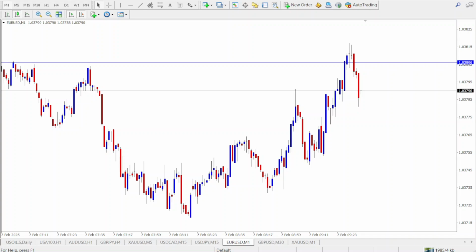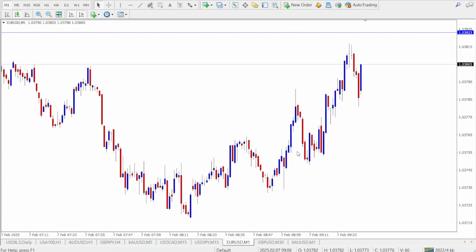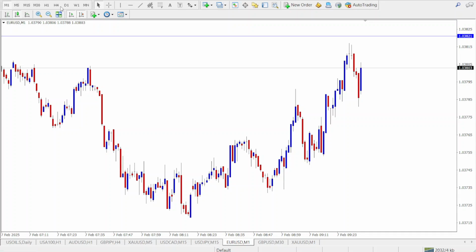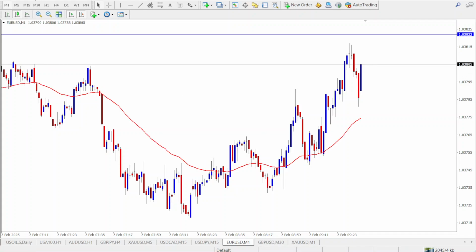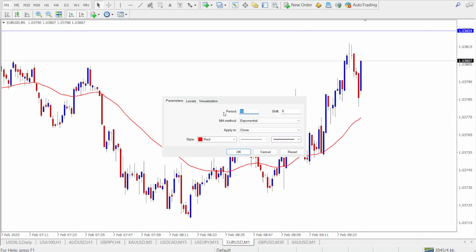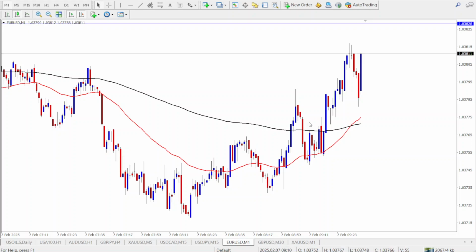For this strategy, we're going to be using a simple combination of technical indicators to make quick, accurate decisions. Here's what you need on your chart. You need the exponential moving averages. We're going to be adding the 50 EMA and the 200 EMA. These moving averages help identify trend direction. We only take trades in the direction of the trend.